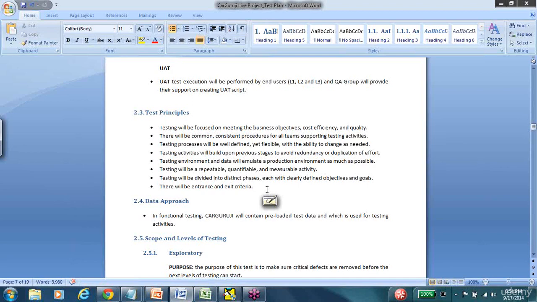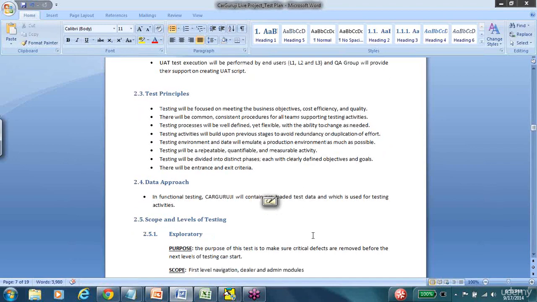One thing that I really think we'll all have to keep in mind is that testing activities will be built on previous stages to avoid redundancy and duplication of effort. Now this might not seem like much, but just read it and keep it in mind, because I feel like this is one of the test principles that we as testers implement the most. So I'll point you to it today itself when we get there. But that's something that I find to be very practical, even though it's a lot of theory here.